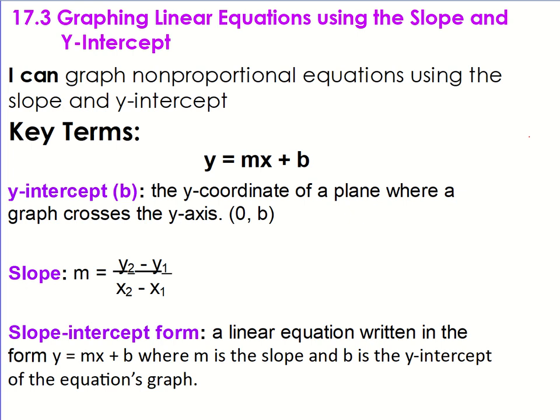We've got our slope-intercept form equation. B stands for the y-intercept. That's how we find the slope. And then there is our slope-intercept form, y equals mx plus b.